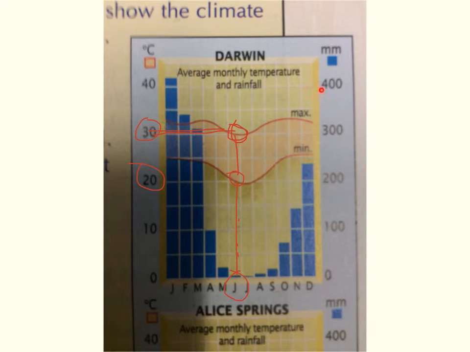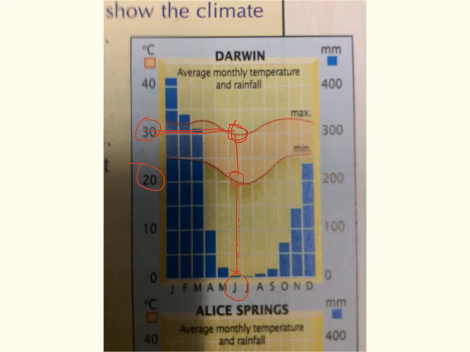Now, straight away, we can see that Darwin does receive some months where they get upwards, that is above 400 millimetres of rainfall. Now that's a lot. That's a huge amount. Okay, so when you see that a climate graph shows that amount of rainfall, it tells you immediately that this is not a desert. Darwin is not a desert. Parts of the Northern Territory are, but we're talking about Darwin.